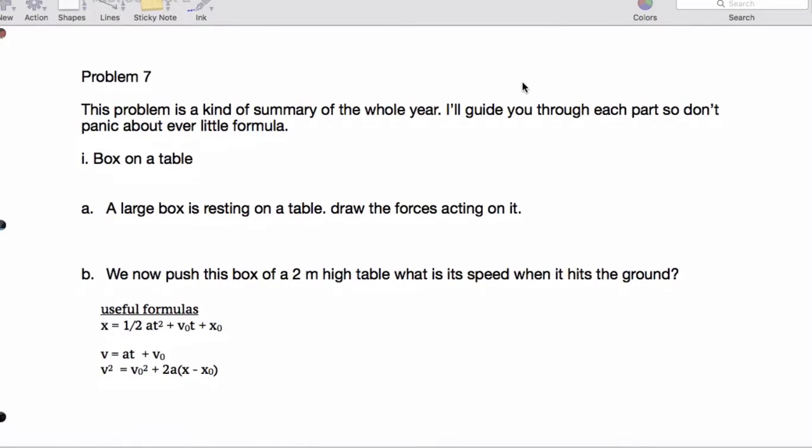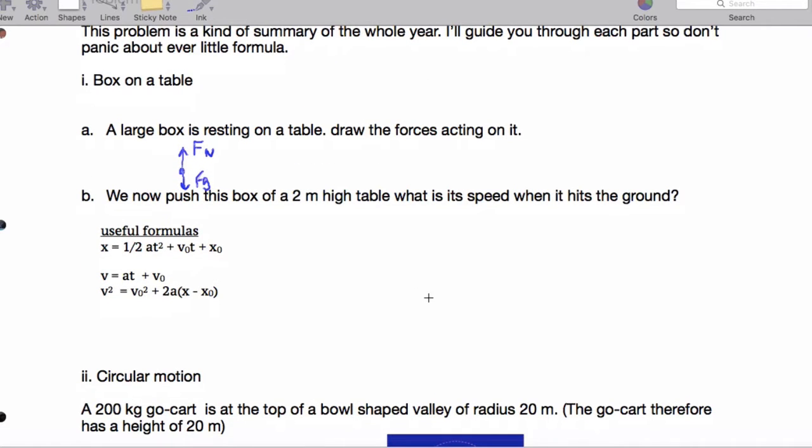All right, we have a box resting on a table. Now, we've done this problem before, but I just wanted to make sure that we're practicing properly. So we're going to have a normal force and a weight, and those are the forces acting on it. Now, when we push this box off the table, you're not required to do this, but just know that once it's actually falling, this is Fg. And we want to know its speed when it hits the ground.